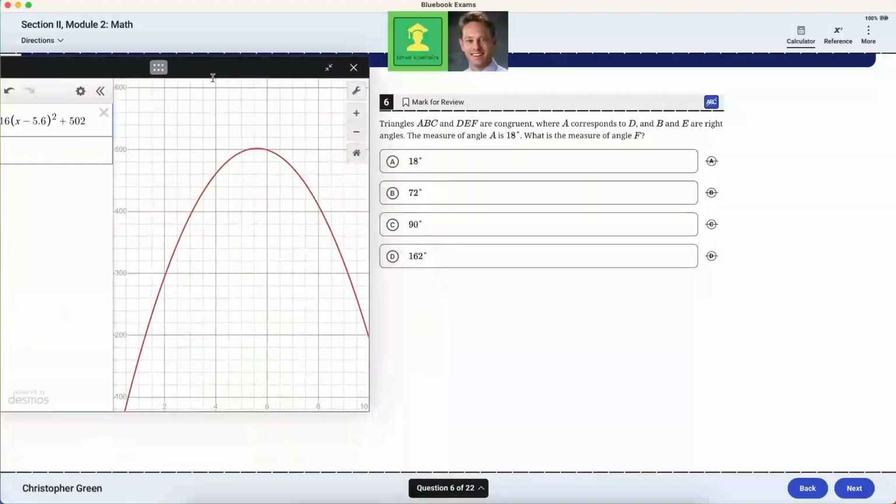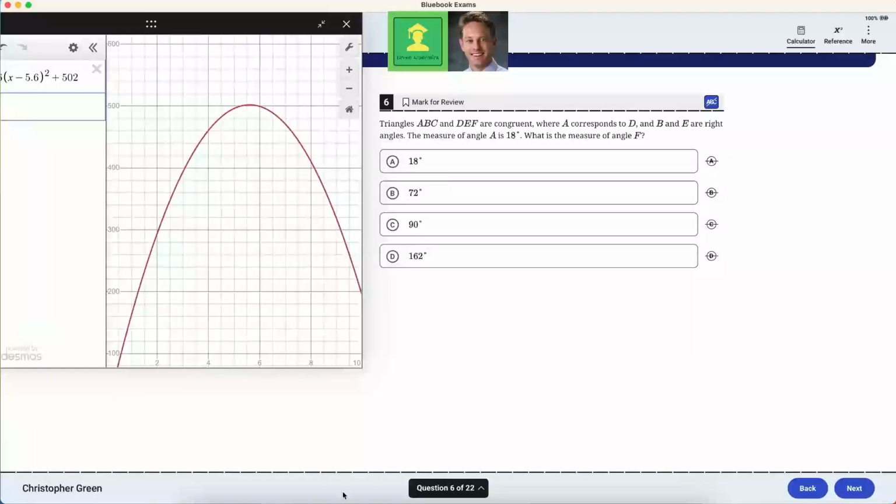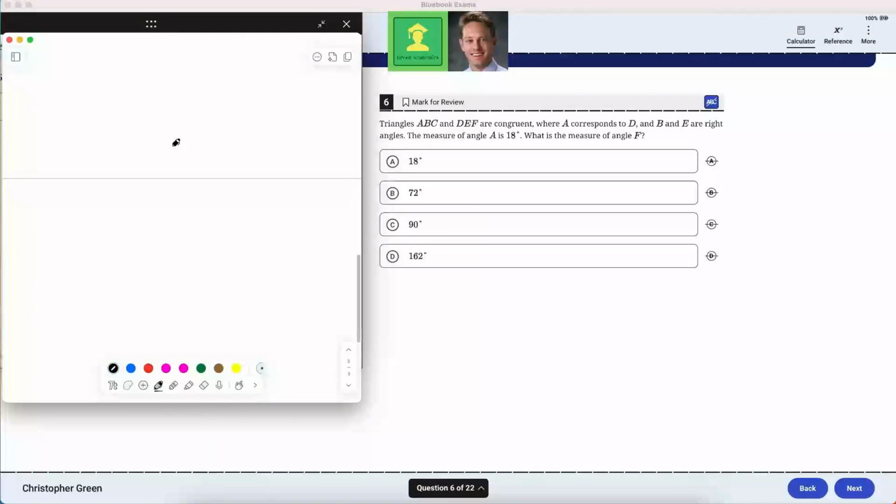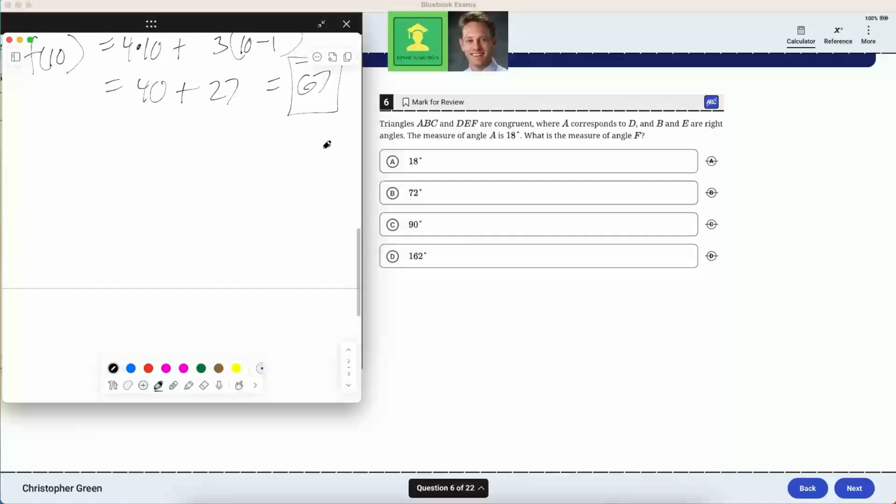Triangles ABC and DEF are congruent, as in the same triangle. A corresponds to D, B to E, and B and E are right angles, okay? So always make sure to draw the picture accurately as described. So I'm going to say A, B, C, and then D, E, F, where B as in boy and E as in elephant are right angles.